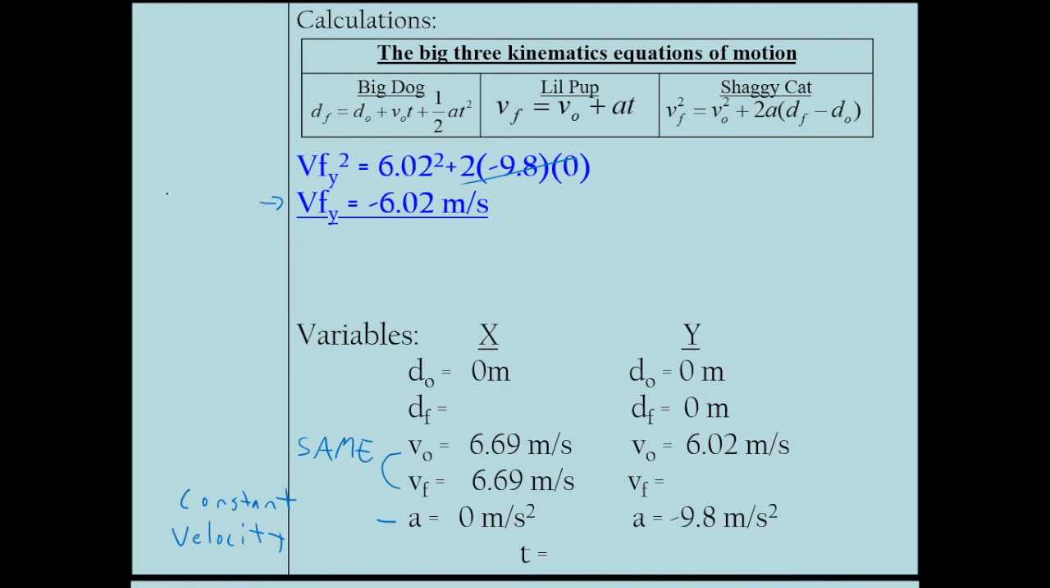Again, the reason why this is negative is because we are going down. And we know that a final velocity that points down should be negative. So go ahead and put that in my table down below, negative 6.02 meters per second.